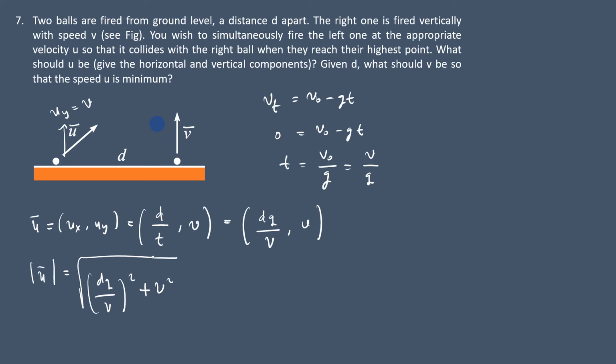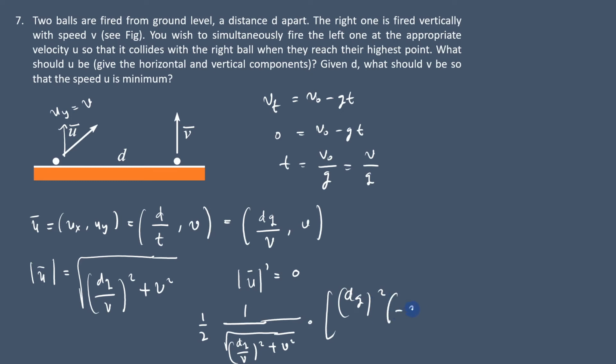And given d, what should v be so that the speed u is minimum? So we take the derivative. By the derivative process, we get the minimum value of v by setting it equal to 0. So this has the derivative form 1/2 times 1 divided by the square root of (dg/v) squared plus v squared, times dg squared times minus 2 divided by v cubed plus 2v.